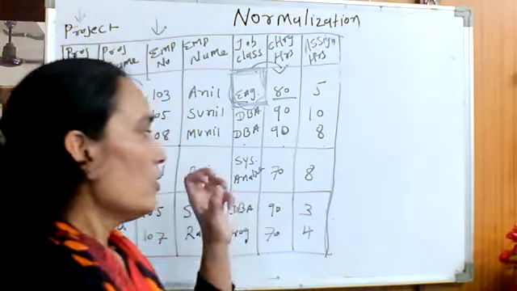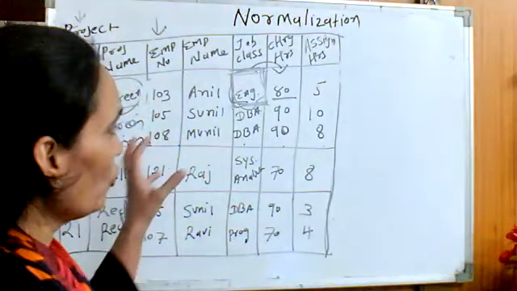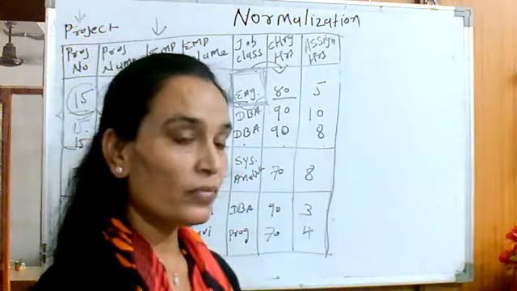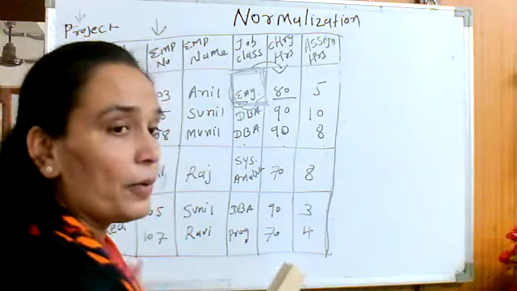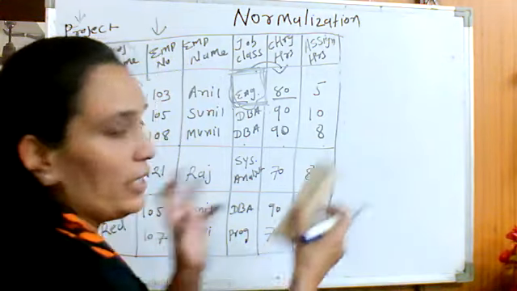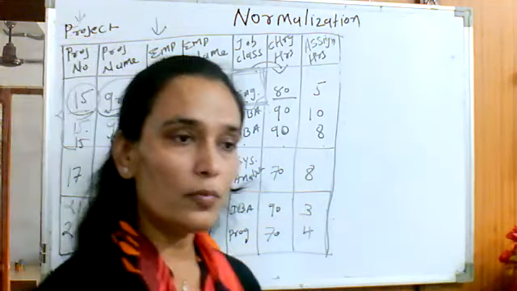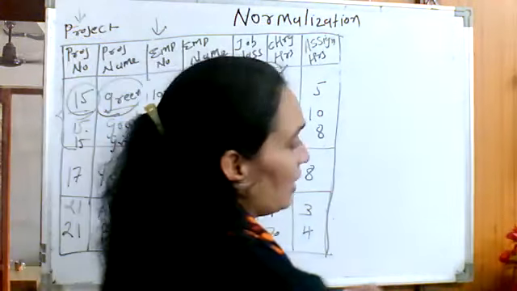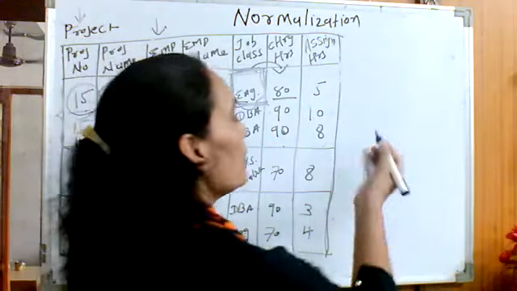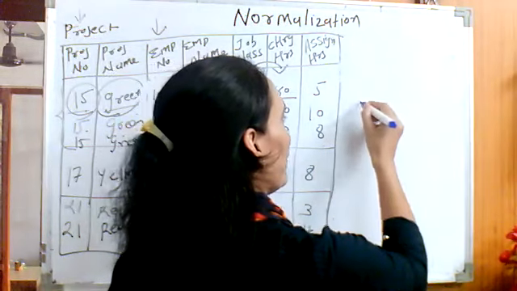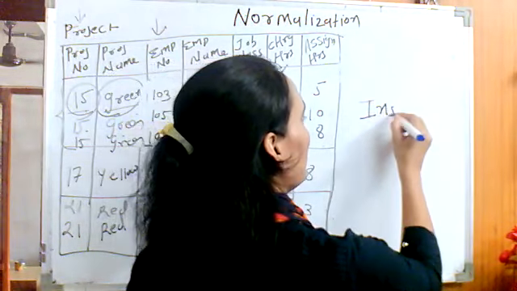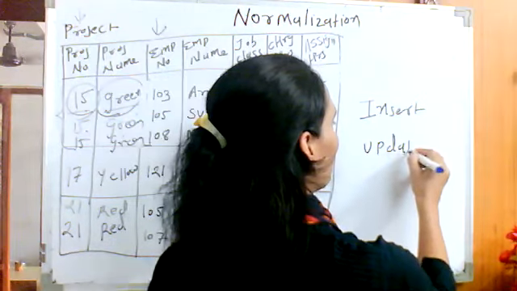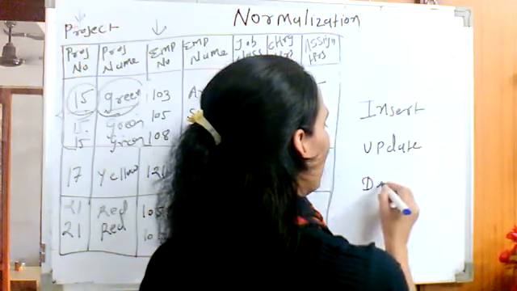Now, why do we have to convert this into second normal form? Which problems are there in first normal form? So we need to convert this first normal form into second normal form. First problem, which we have discussed, is that there are three types of anomalies: insert anomalies, update anomalies, and delete anomalies.